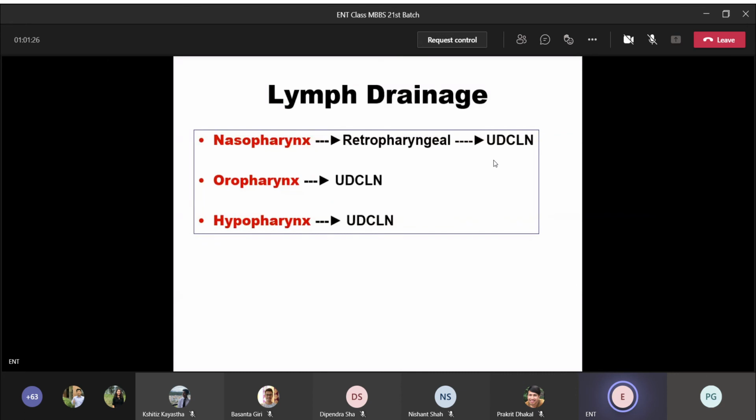And lymph node drainage. The nasopharynx drains into the retropharyngeal lymph node, which later on drains into the upper digastric cervical lymph node. Oropharynx and hypopharynx both drain into the upper digastric cervical lymph node.